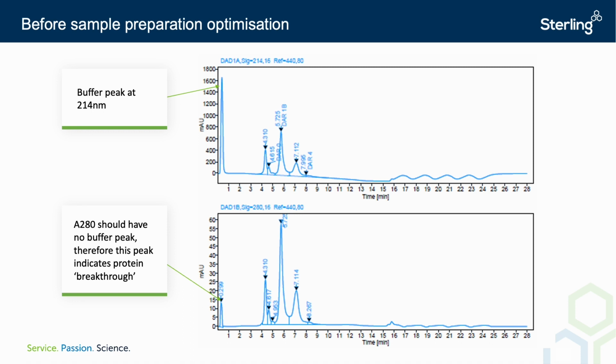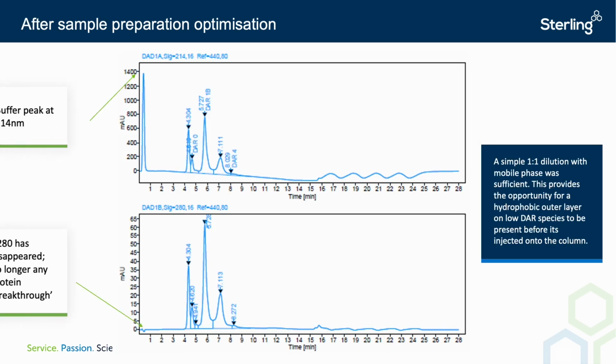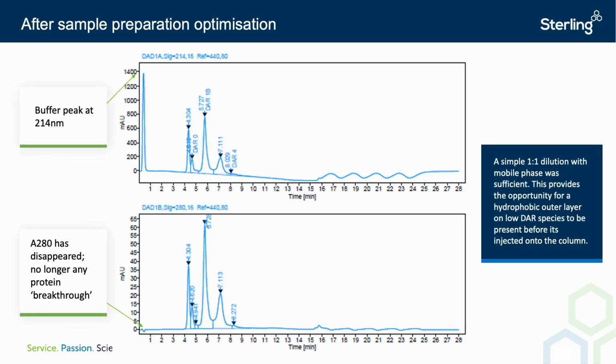To prevent this from happening, slight manipulation of the sample was required as part of its preparation. Regardless of the starting concentration, a 1:1 dilution is required in the mobile phase. This ensures there is a hydrophobic surface present before injection onto the column, enabling it to bind and not wash through. Now comparing the chromatograms again, we see at 218 nanometers that the peak is no longer present, indicating all the protein is binding to the column.